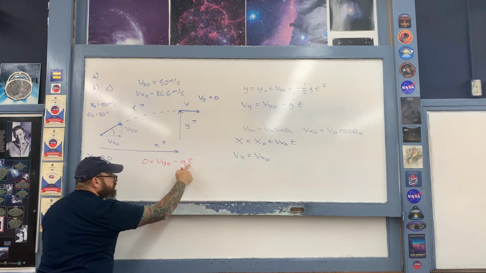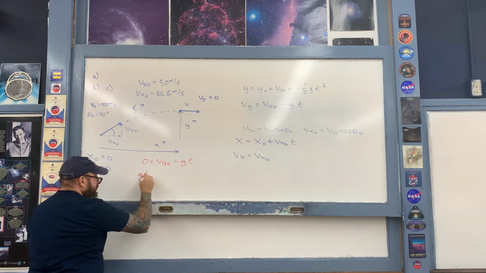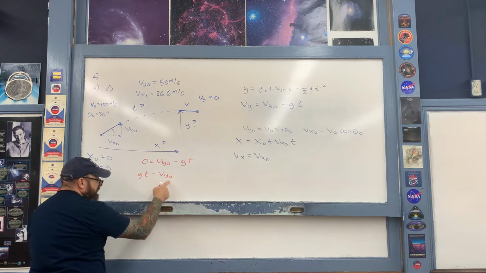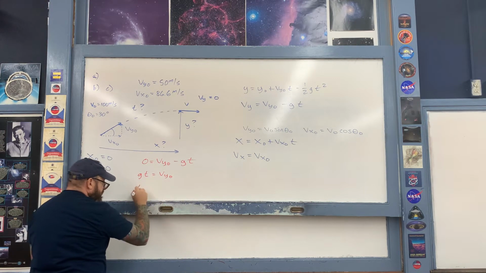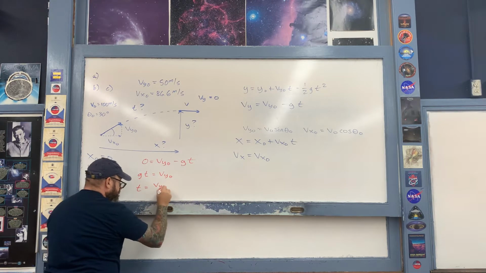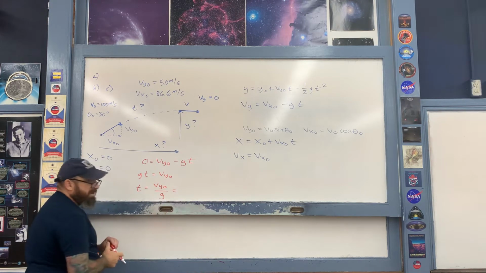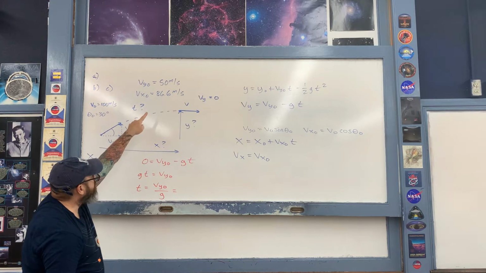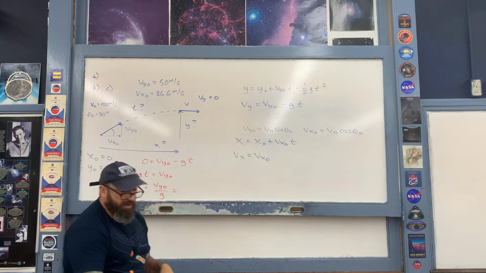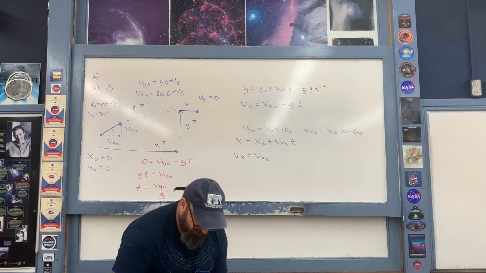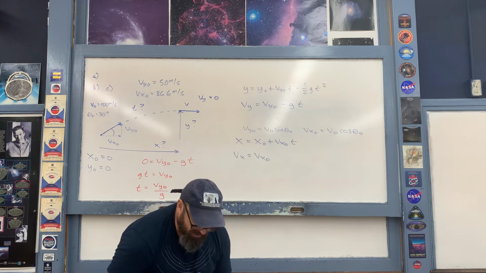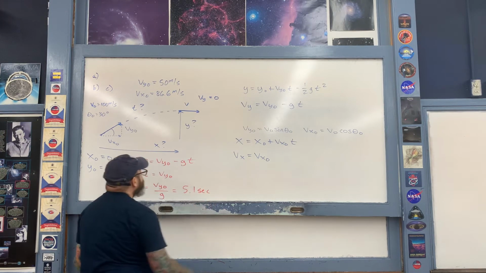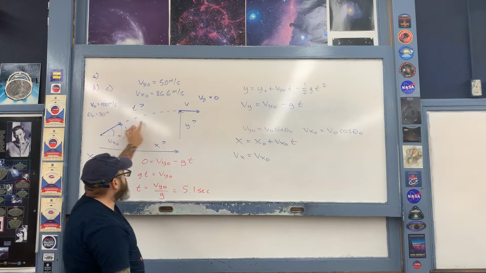So let's go ahead and algebraically move the gt to the other side, like so, and then divide the g term to the denominator on the right-hand side to get the time t by itself, like so, and now I plug in. So I plug in here into the numerator of the expression, 50 meters per second, and then divide by 9.8 meters per second squared. Okay, so 50 divided by 9.8, and that works out to be 5.1 seconds. So it takes 5.1 seconds for the object to go from here to here.